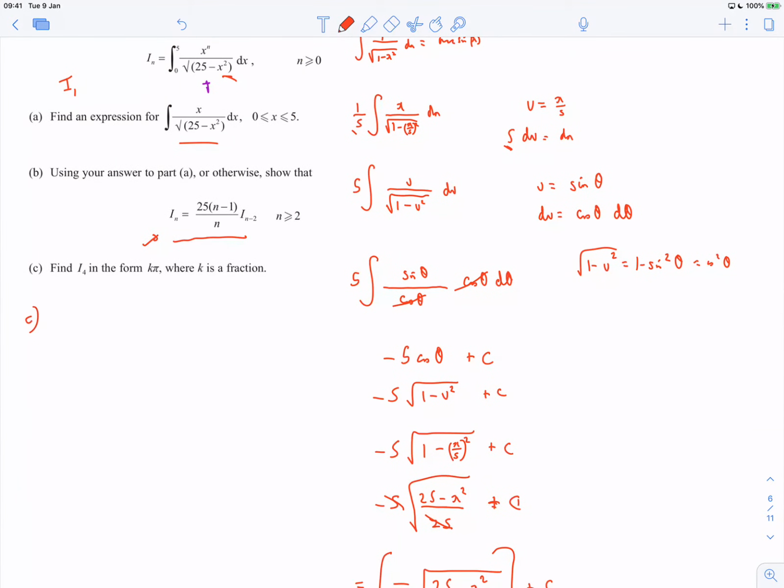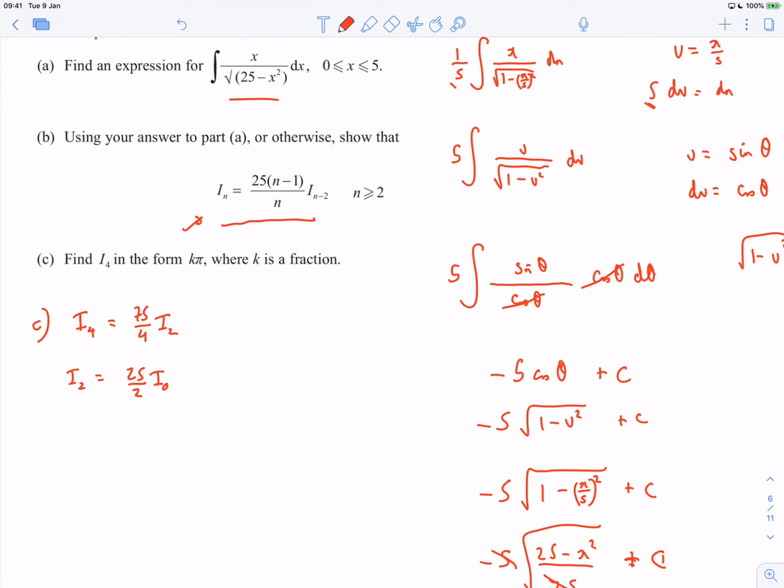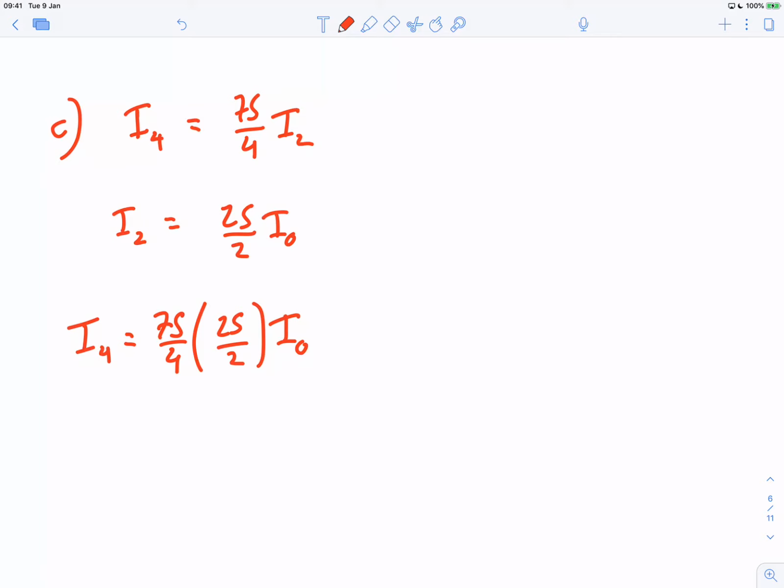So now for part C, find I of 4 in terms of k pi. Well, I of 4 is just going to be 25 lots of 4 minus 1, which is 3. So 3 times 25 is 75 quarters, lots of I2. And I2 is going to be, well, that's when n is 2, so I've just got actually 25 halves of I0. Well, if I whack these together, I4 is 75 quarters of I2, which is 25 halves of I0. So what have I got here?